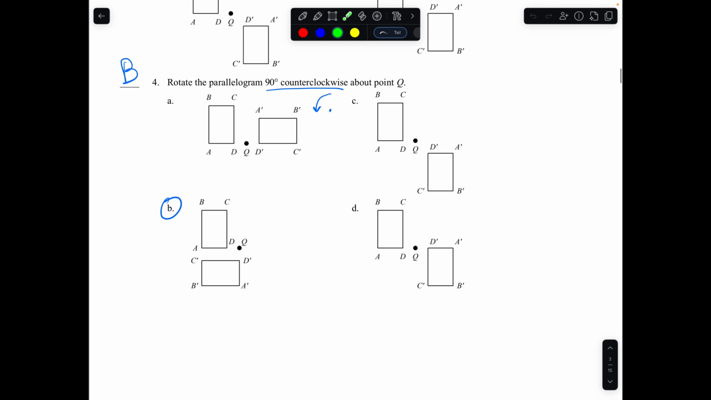Same thing for number 4 here. 90 degrees, but it says counterclockwise, so we're now rotating this way. And in that case, the answer would be B. Again, AB is on the left, and after we rotate it 90 degrees counterclockwise, A prime, B prime will end up being on the bottom.